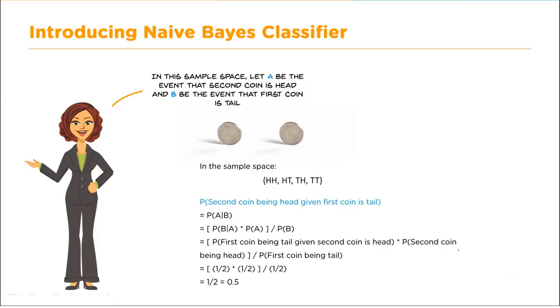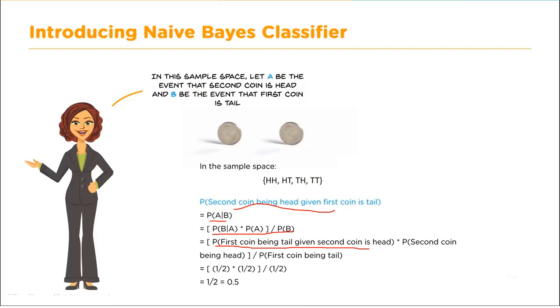Now again, based on this scenario, suppose we wanted to find out the probability of the second coin being head and the first coin being tail. Here is the formula we are going to use: probability of A given B is equal to probability of B given A multiplied by probability of A, upon probability of B. The probability of B given A stands for the probability of the first coin being a tail given the second coin is head.